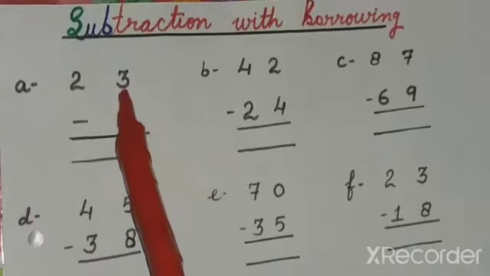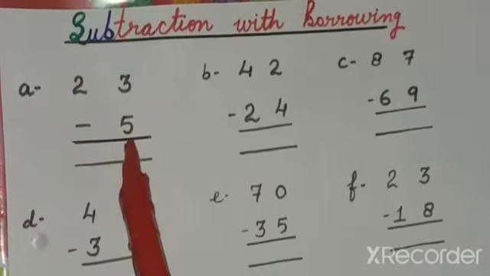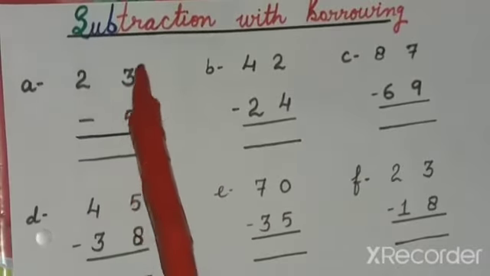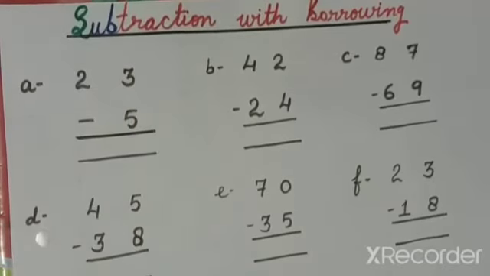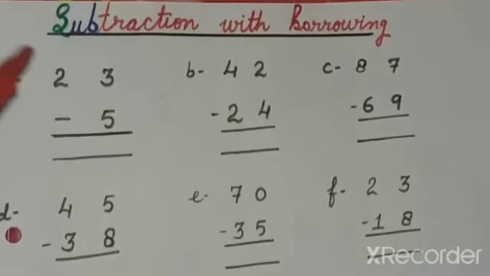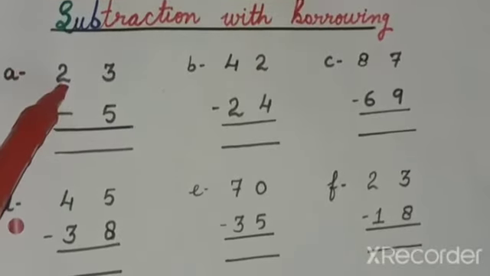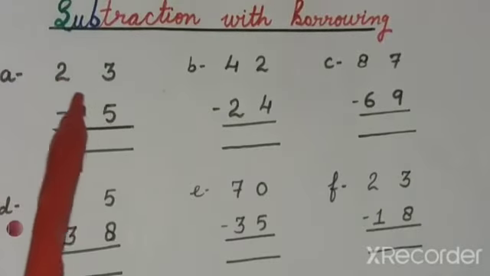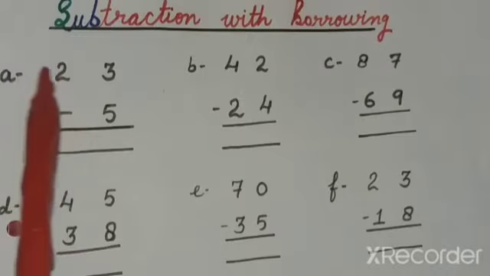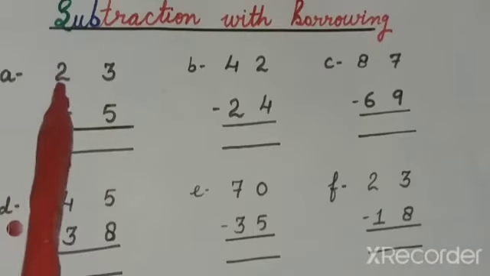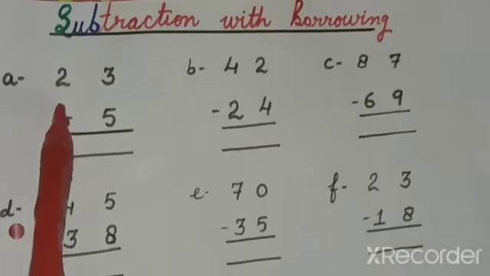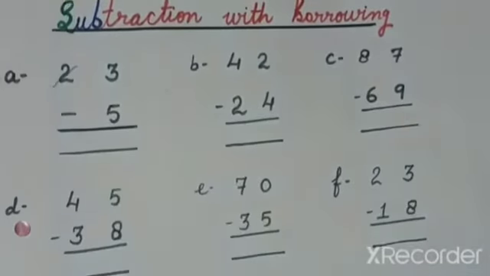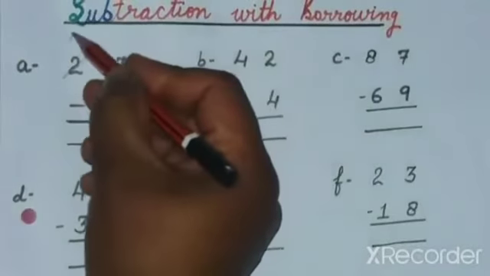However, we know that 3 is too small to subtract 5. We can't subtract 5 from 3. So we are going to borrow from the neighbor number, which is 2. We can always borrow only 1. Because we are going to borrow 1 from this number, we need to cross it out and replace it with 1.